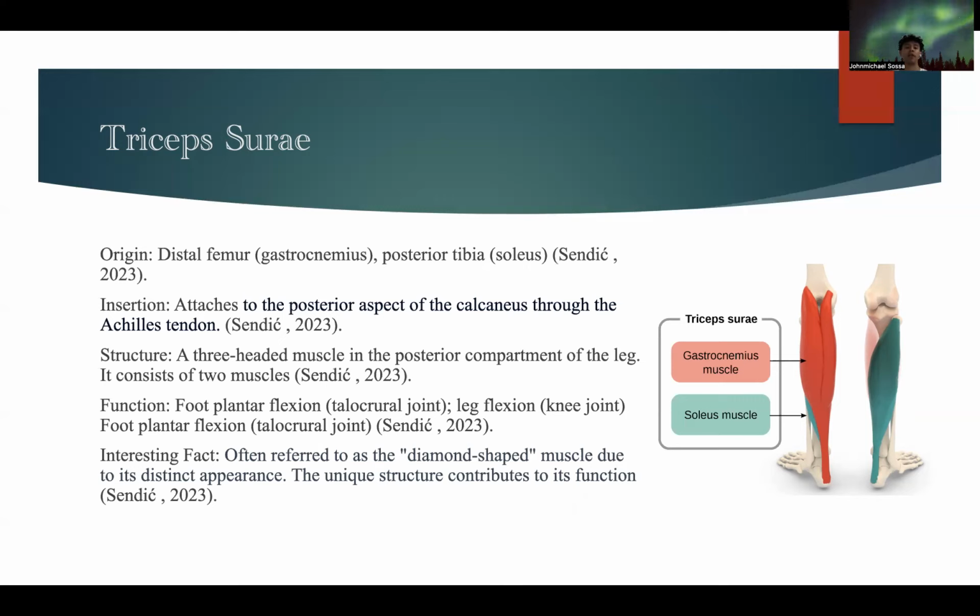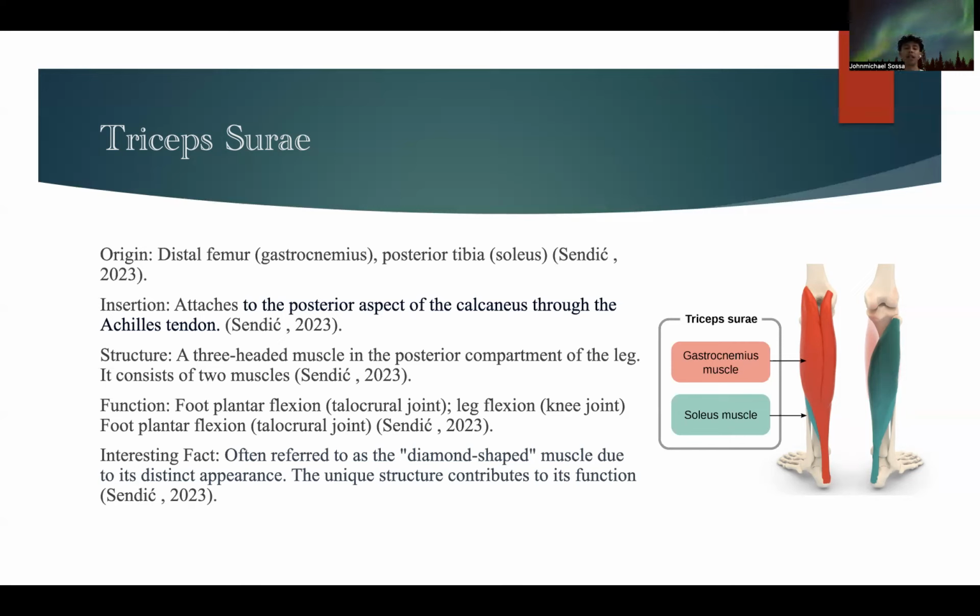It originates at the distal femur. The gastrocnemius originates at the distal femur, while the soleus originates at the posterior tibia. Together, it attaches to the posterior aspect of the calcaneus through the Achilles tendon.